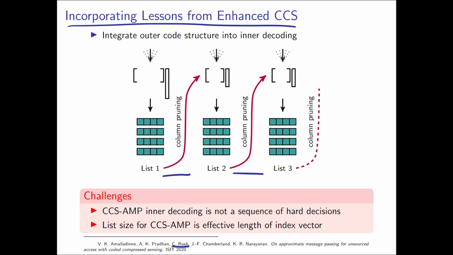However, for CCS-AMP, we face two challenges. First, the AMP algorithm does not take a sequence of hard decisions. Rather, it lets the state vector converge softly over time. As such, column pruning is not an option. Also, if we want to pass soft information around, we have to maintain beliefs over the full length of the sections, say 2^16. Together, these two considerations warrant some new thinking for the outer code.